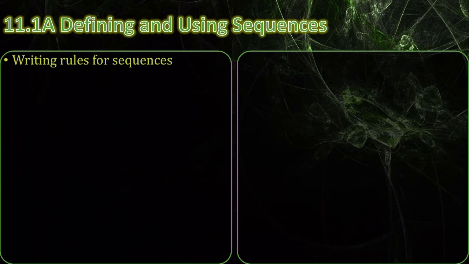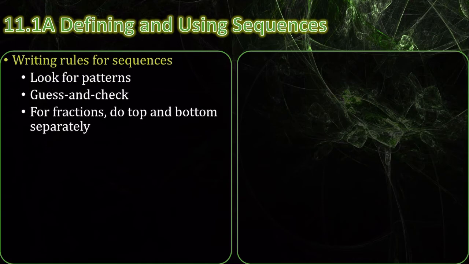All right, writing rules for the sequence. So if you know the sequence, how do you come up with the rule? Well, there's no hard and set way. So what we'll do is we'll look for patterns. Maybe do a little guessing and checking. If there's fractions, you look at the top and the bottom separately.